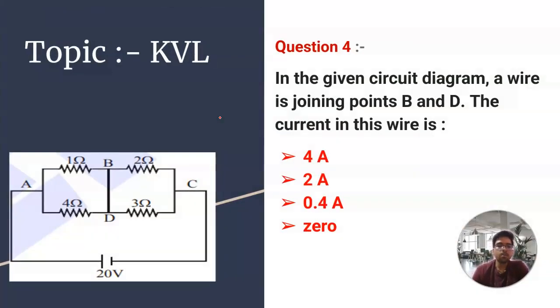Now moving to the next question. In this question, in the given circuit diagram, a wire is joining B and D. They are asking what is the current in this wire.